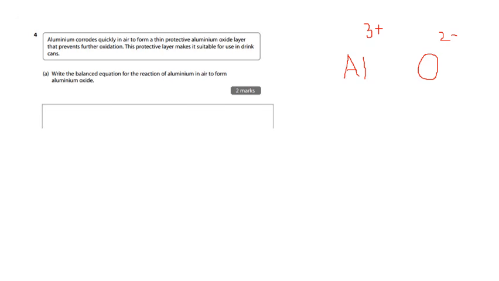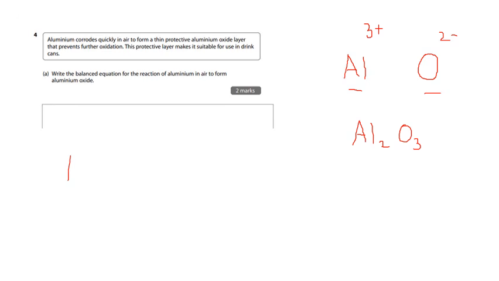So, aluminium oxide, what do you reckon the formula is going to be? Well, I reckon if you had 2 of them and 3 of them, then you're going to get 6+ and 6-. Great stuff. So aluminium oxide is Al2O3. That's aluminium oxide. So, balanced equation. First of all, let's write an unbalanced equation, and then we'll have a go at balancing it.